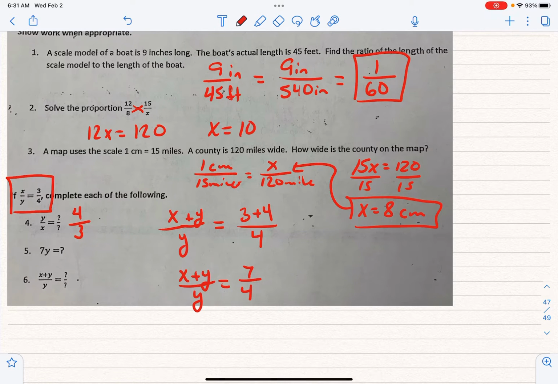Then they cross-multiplied this times this. And so the correct answer would be 4 times x plus y, or 4x plus 4y. I'd be impressed if anybody got that one right, because I know that one was kind of crazy. And then lastly, x plus y over y is equal to 3 plus 4 over 4, or 7/4. Pretty simple. But number 5 was kind of a tricky one.